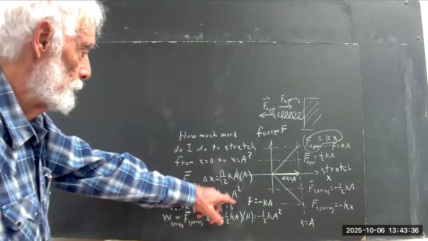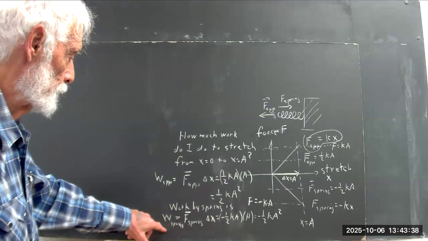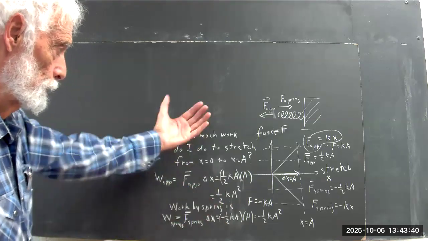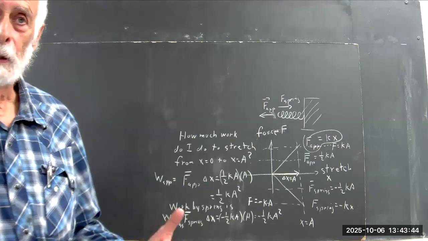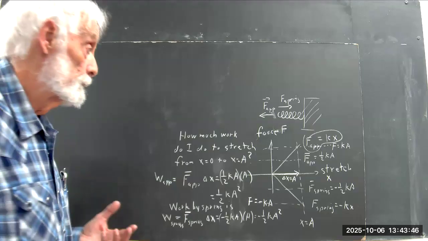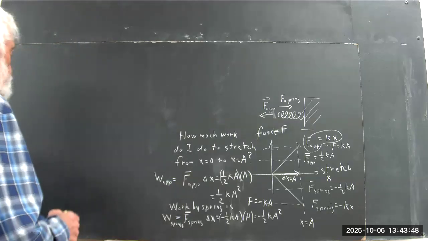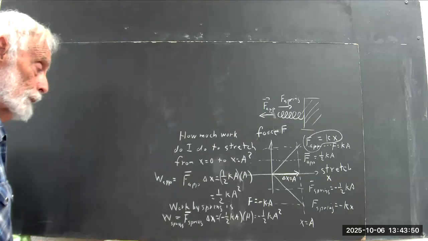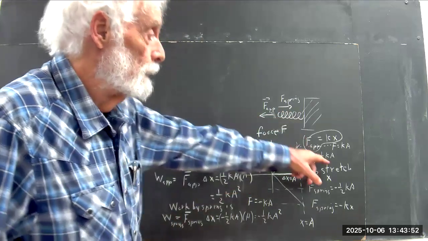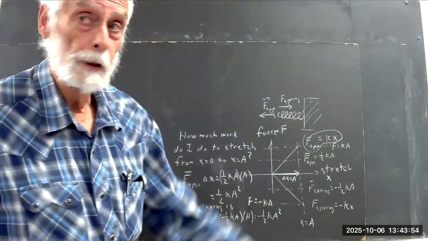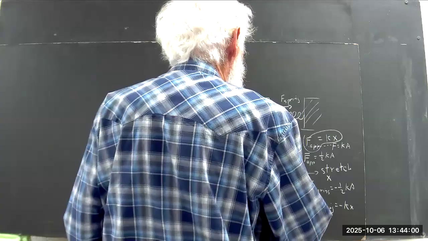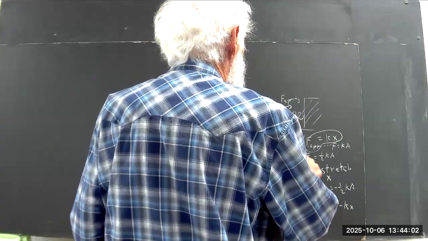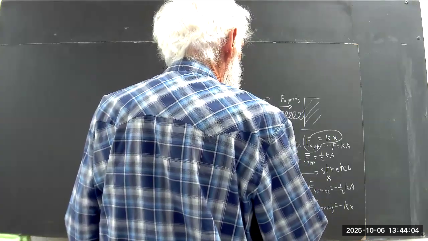This is the work by the applied force. This is the work done by the spring. They're equal and opposite because they're exerting equal and opposite forces through the same displacement. More generally, if you don't have a linear function for the spring, you've got to do an integral. Either way, the work is represented by the area under the curve.